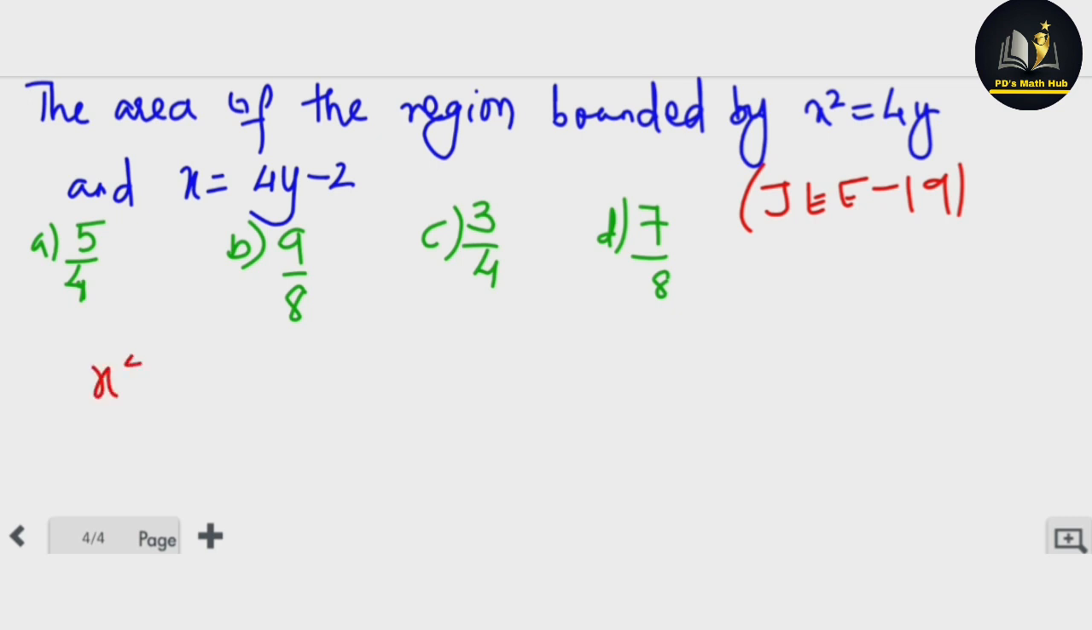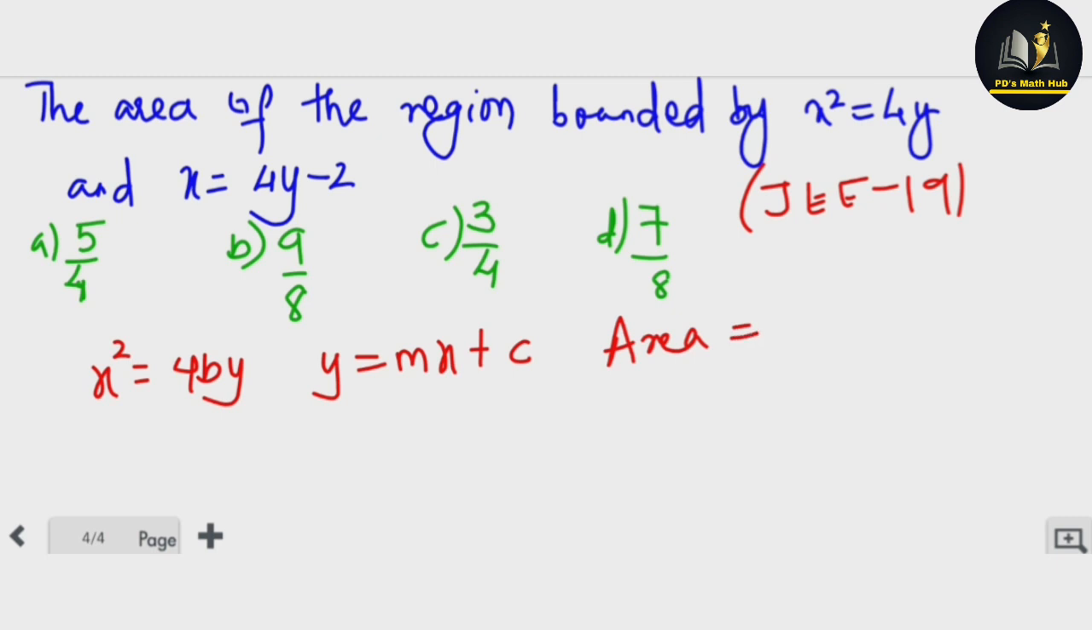The area between the parabola x square is equal to 4by and the line y is equal to mx plus c: if you have these two curves, then the area is given by 72b square into m cube, where m is the slope of the line y is equal to mx plus c. So on using this formula, you get the answer directly.